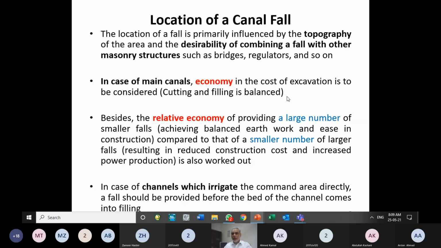In case of main canal, because usually we don't have any off-take channels, our outlets are not there, so only the balance of cut and fill, or only the economy will be controlling the canal fall location. While in case of the distributary channel, which has to irrigate the surrounding area, which has to give water to the outlets, then canal fall should be located on the downstream of the outlet if some outlet is nearby.